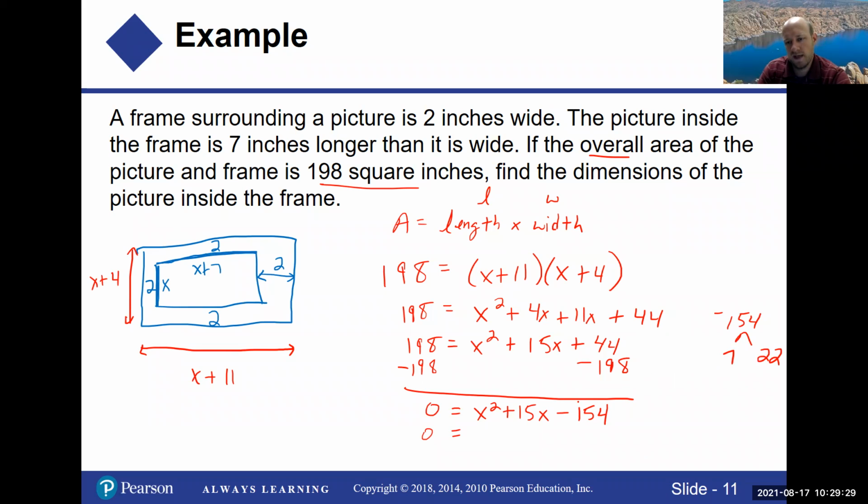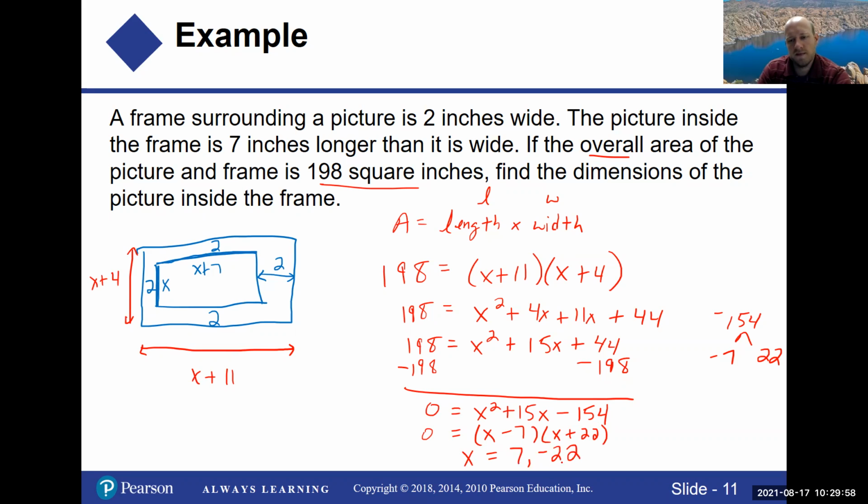One has to be negative, one has to be positive, and it's obviously going to be the negative 7. So this factors into X minus 7 times X plus 22. When we solve this, we set these equal to 0, so we end up with X equals 7 or negative 22.